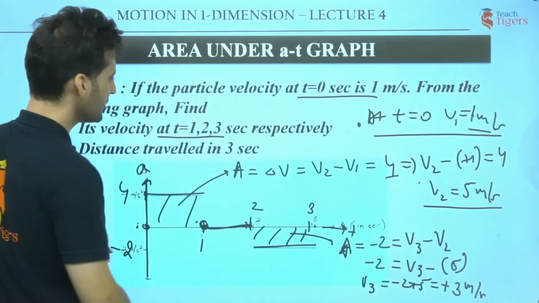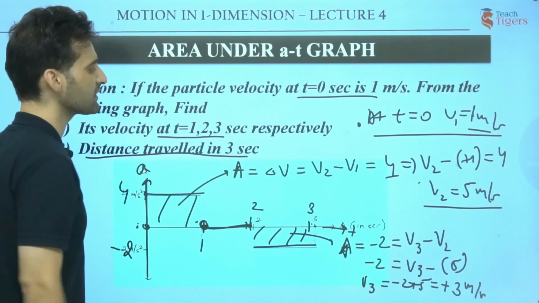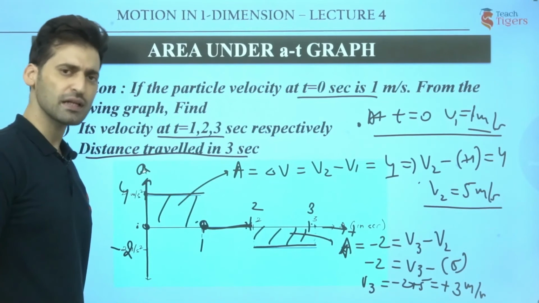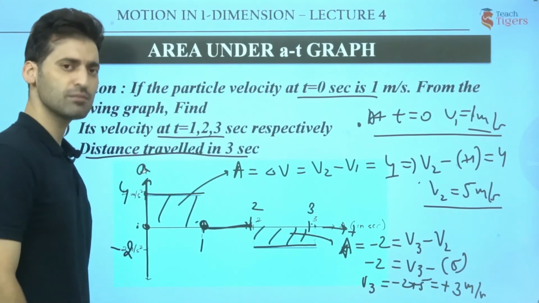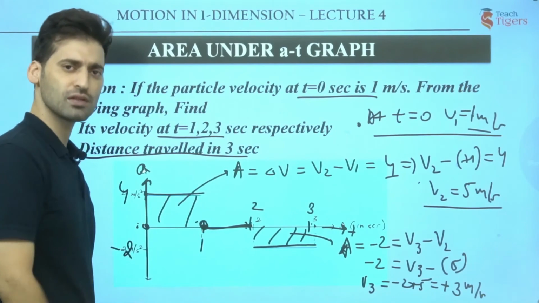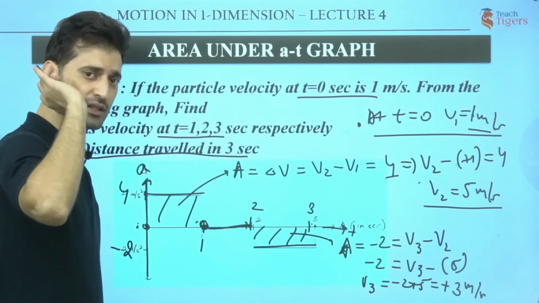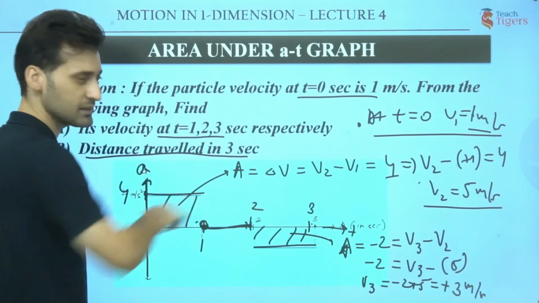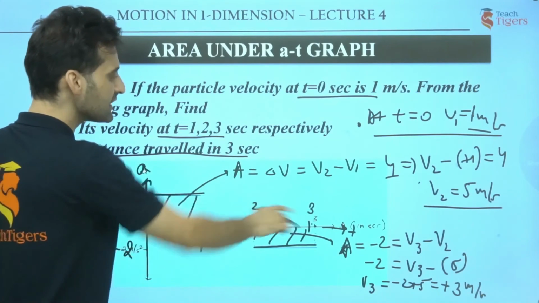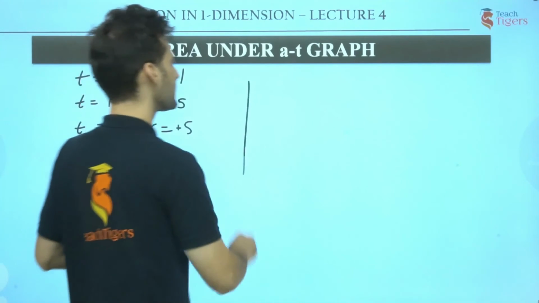Now you see here, this was our first part. In the second part, what is it asking? It is asking the distance traveled in 3 seconds. Now can you calculate this distance traveled in 3 seconds? That means from here to here. Just think about it using the graph only. Now if you remember our VT graph, we could get the distance from the VT graph but not from the AT graph, isn't it? So since I have the AT graph, can I plot the VT graph? Yes, of course I can plot. It's not a difficult thing to plot the VT graph.